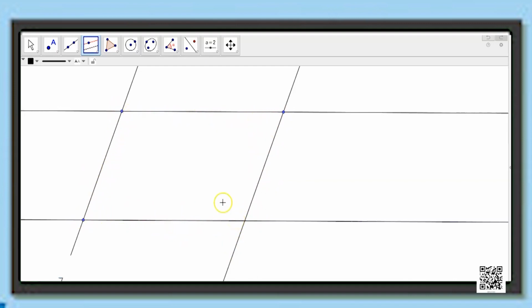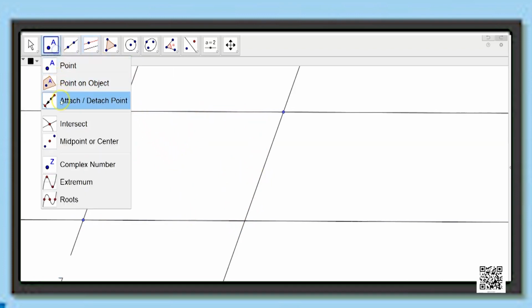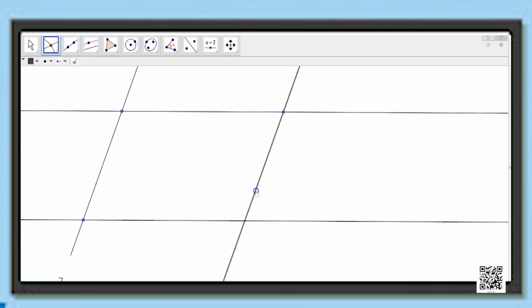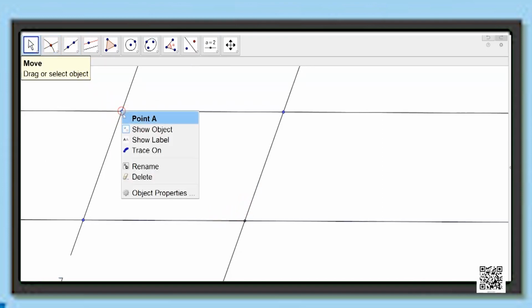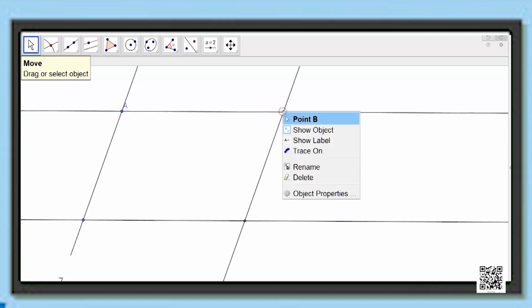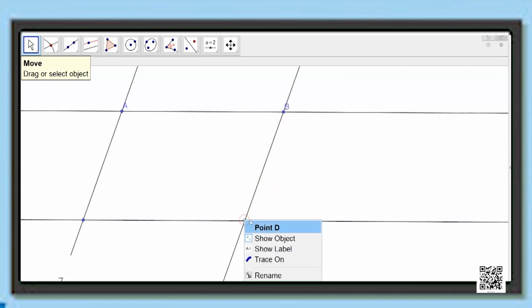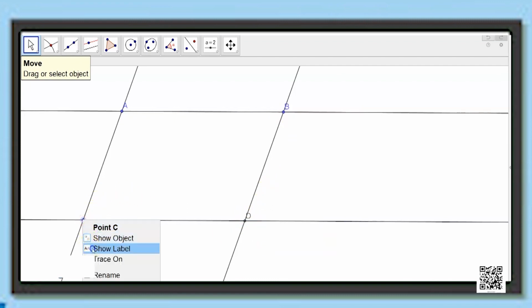Now in this quadrilateral, since the opposite sides are parallel, it is termed a parallelogram. So let me mark the point of intersection here between these 2 lines so that I get all the 4 vertices of this parallelogram. And now let me go and try to name all these points. A, B, D, and then this is going to be C.